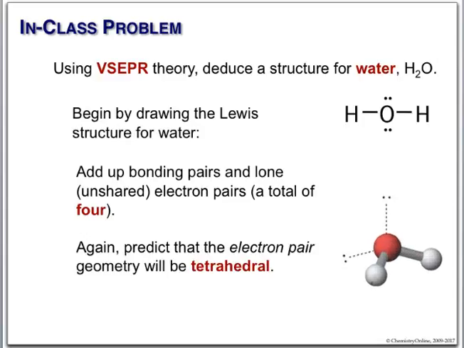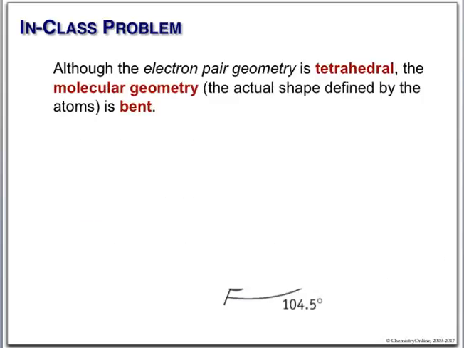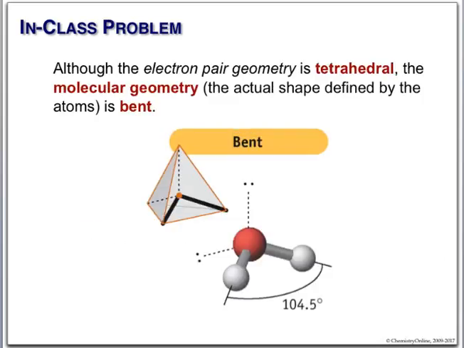It's a tetrahedron. Now these 2 we see, these 2 we can't see, but they're there, and all together they make the tetrahedron. So it's this part of the tetrahedron we're seeing. And the geometry here we refer to as bent.